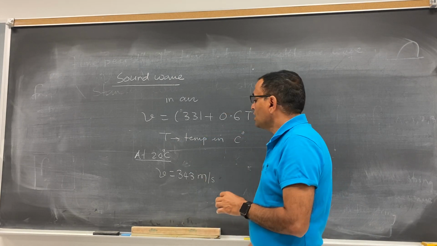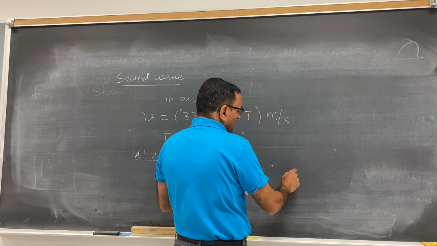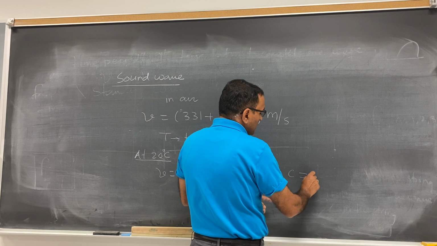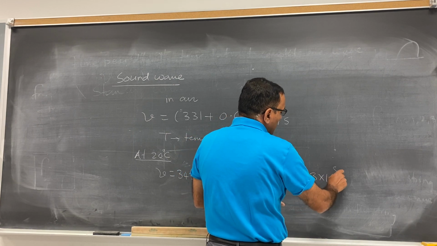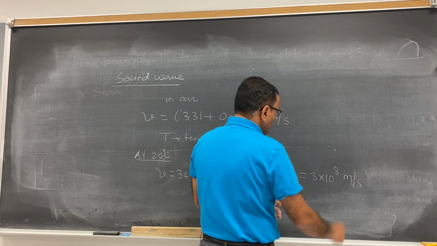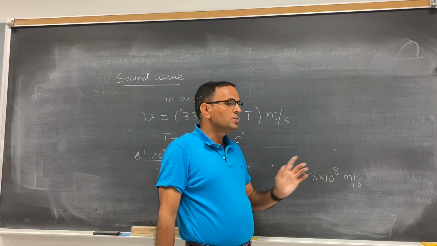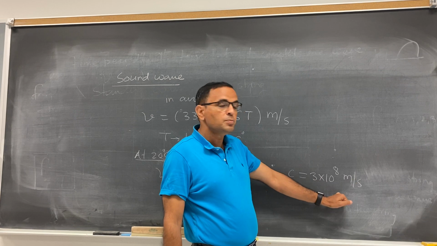Now think about the light wave. The speed of the light wave we simply represent by little c. This is 3 times 10 to the power 8 meters per second. Look how different: 343 only, versus 3 times 10 to the power 8 meters per second. This is a really big number.